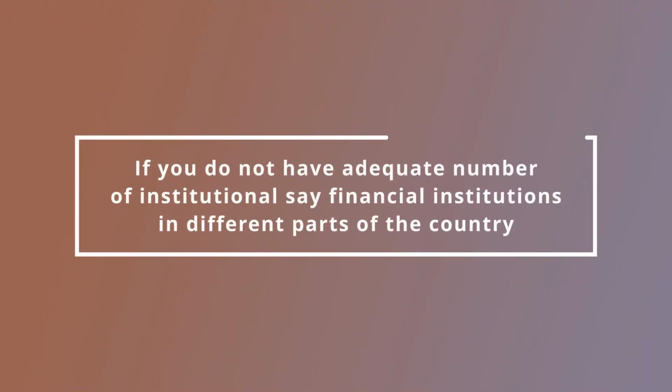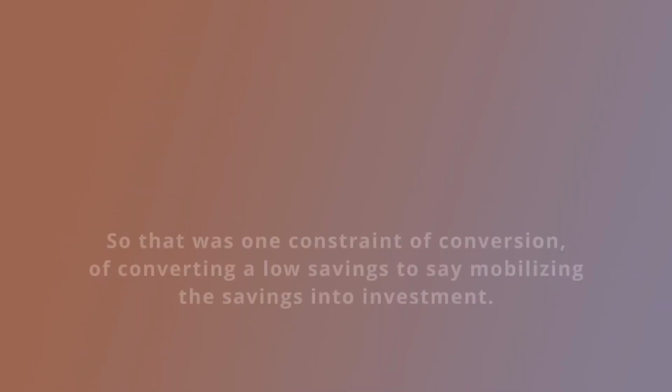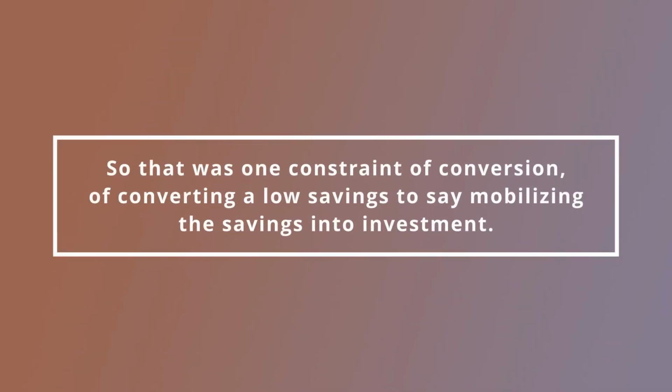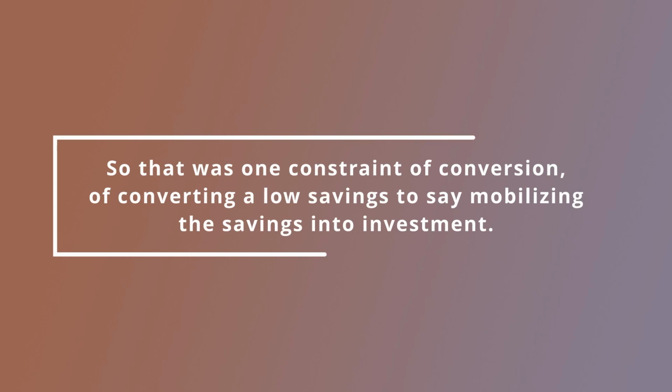And thirdly, there was a structural constraint regarding the conversion of savings into investment. What is that? If you do not have an adequate number of financial institutions in different parts of the country, for example, if you do not have enough banking institutions, then you cannot mobilize the small savings from different parts of the country. So that was one constraint of mobilizing the savings into investment. These are the challenges that Indian planners faced.